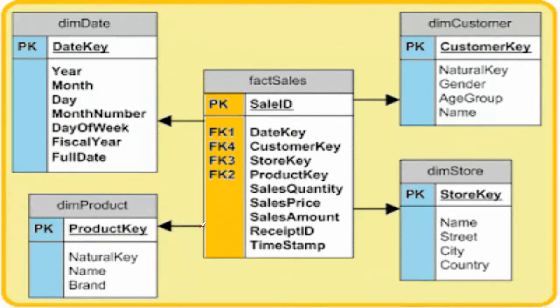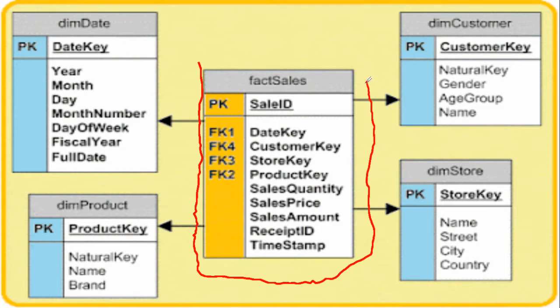This one at the very center is what we call the fact table. And what did we say? The fact table contains the foreign keys of dimension tables. Now let's have a look.